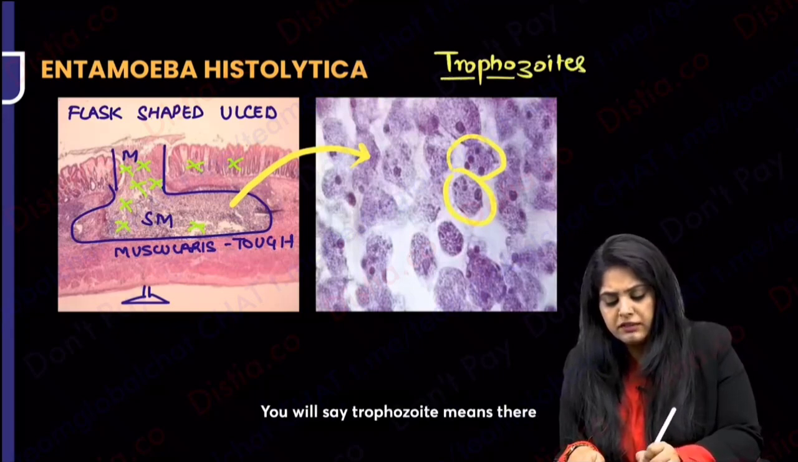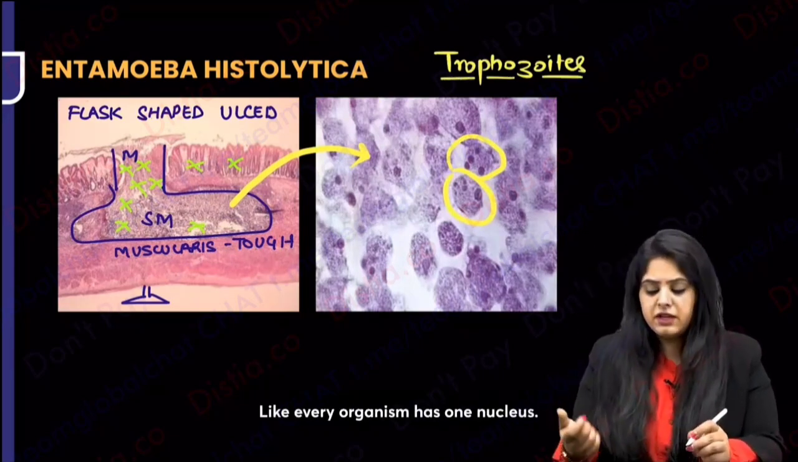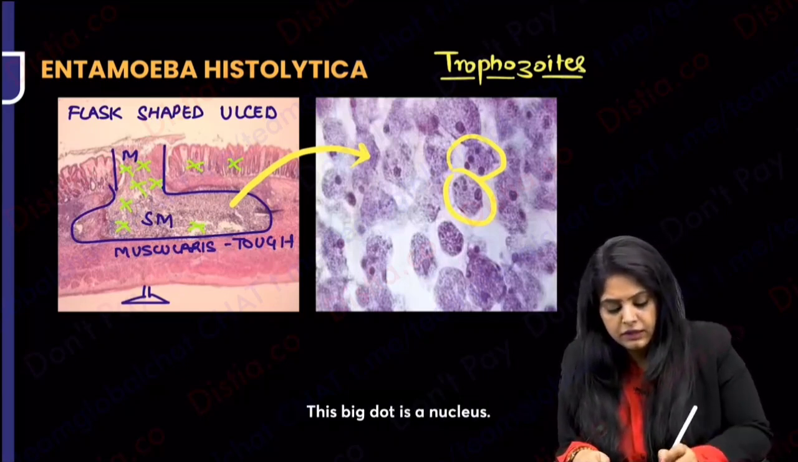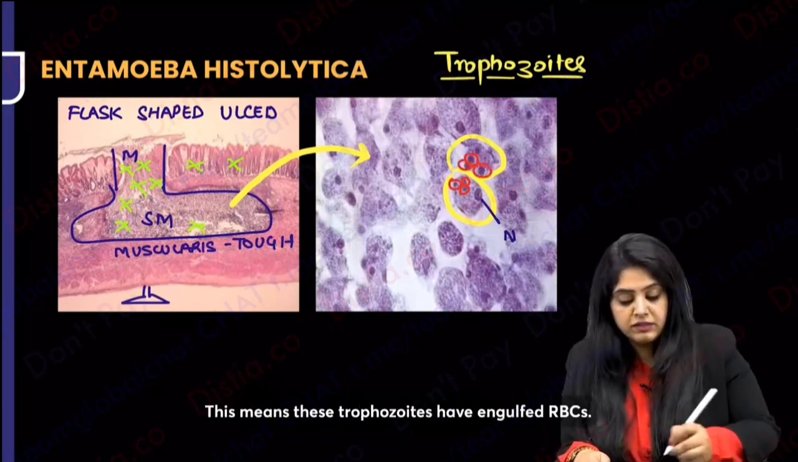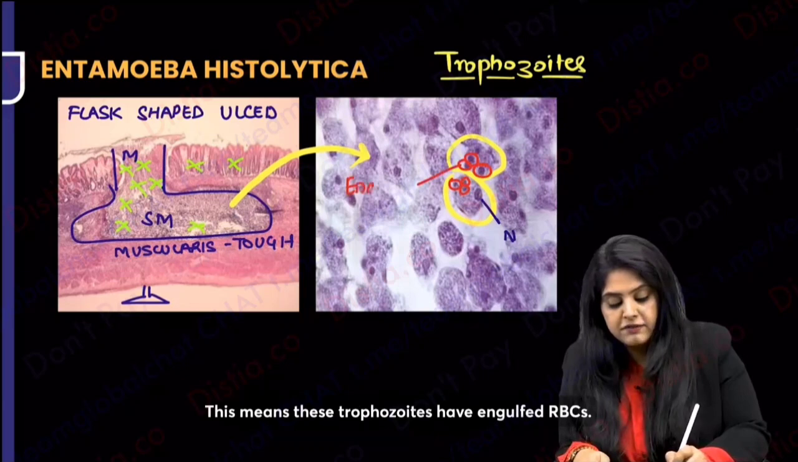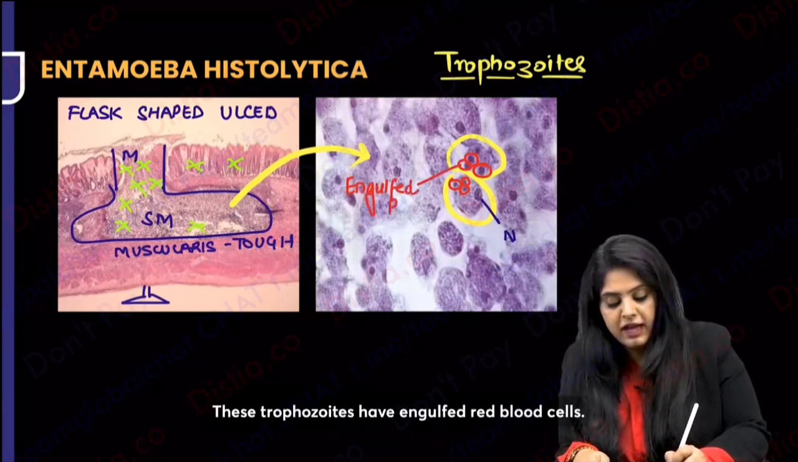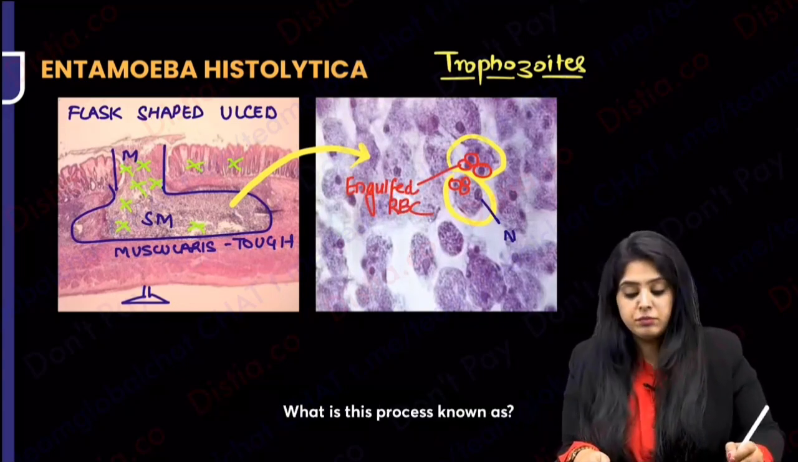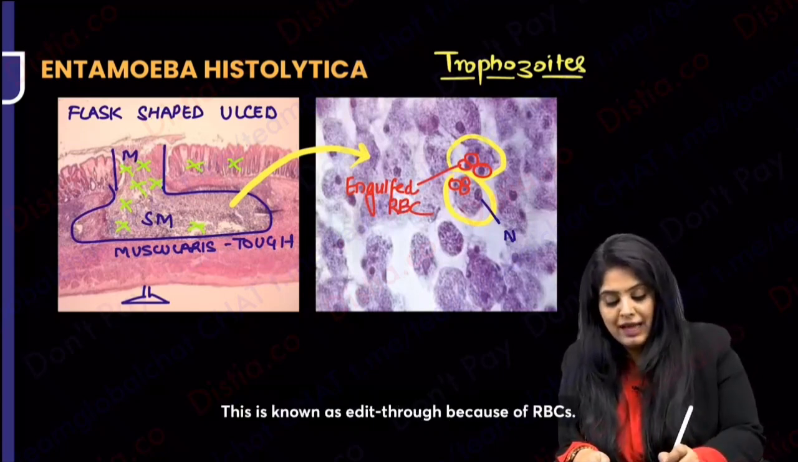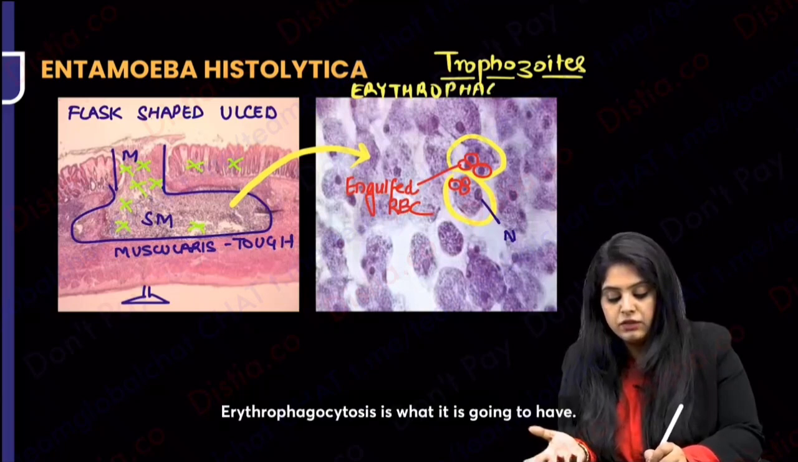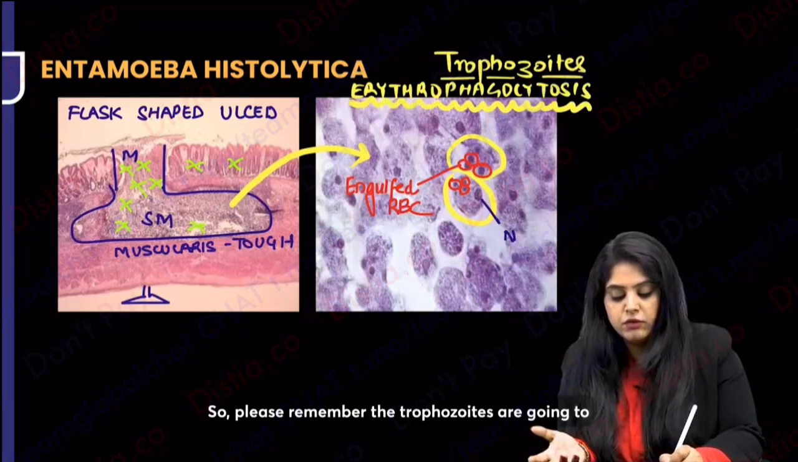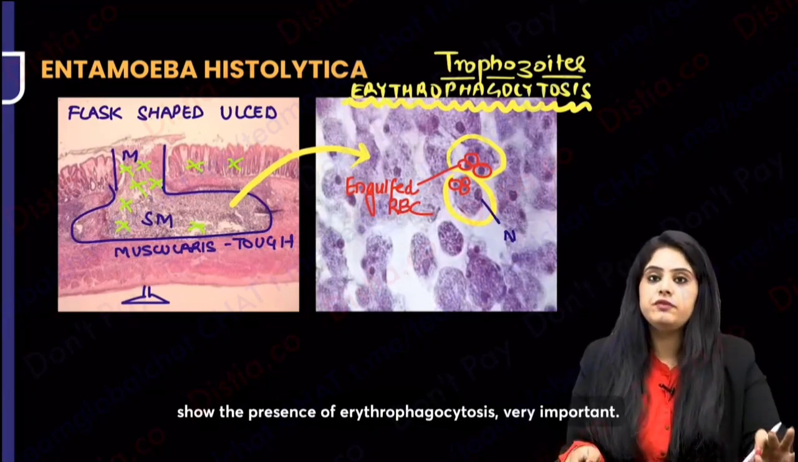You'll say trophozoite means there should be one nucleus, like every organism has one nucleus. So I can see the nucleus over here. This big dot is a nucleus. But other than that, I can see many red color tiny dots here and here. This means these trophozoites have engulfed RBCs. These trophozoites have engulfed red blood cells. What is this process known as? RBCs being eaten up, phagocytosis. Erythrophagocytosis is what it is going to have. So please remember, the trophozoites are going to show the presence of erythrophagocytosis.